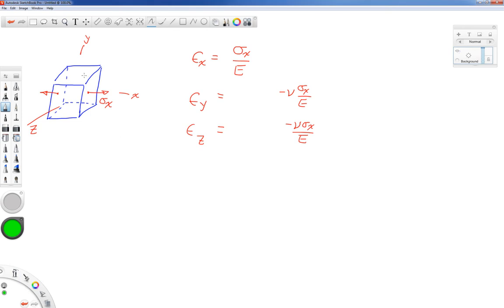All right, now let's forget about the x direction stress for a moment, and let's think about what happens when we apply stress in the y direction. When we apply stress in the y direction, we get a strain in the y direction. If we apply a tensile stress, we get a positive strain. The amount of that strain is going to be given by sigma y divided by the modulus of elasticity E. We also get contractions in the other two perpendicular directions. In the x direction, we get a Poisson contraction, which would be minus nu sigma y over E, and minus nu sigma y over E in the z direction.